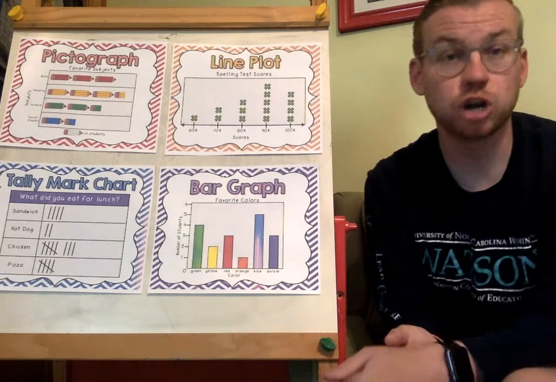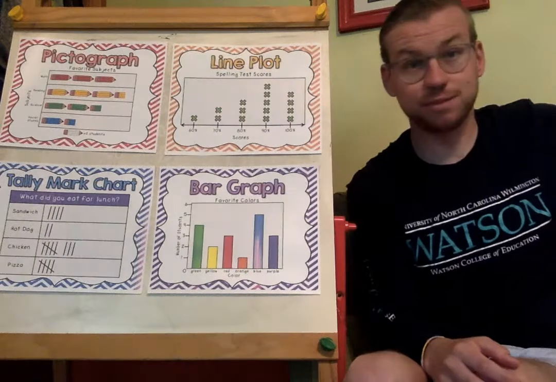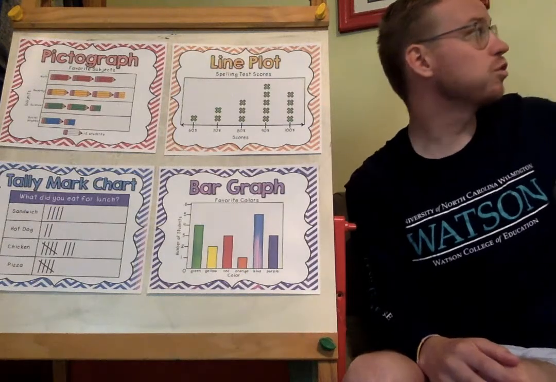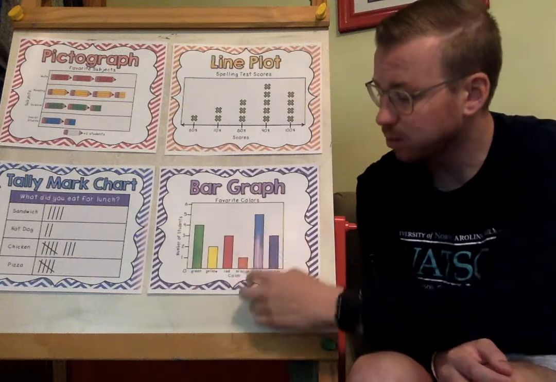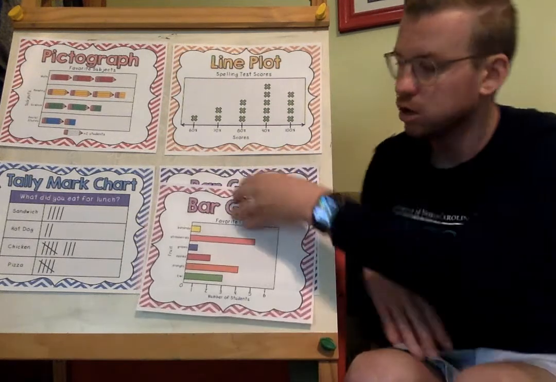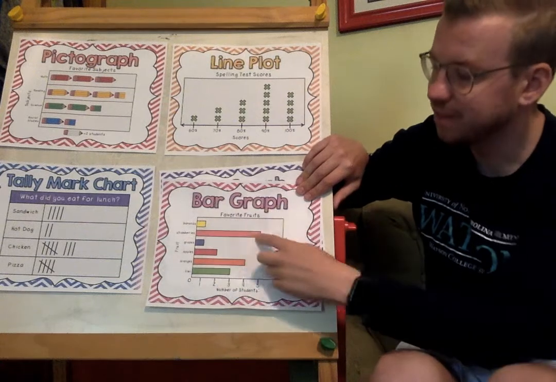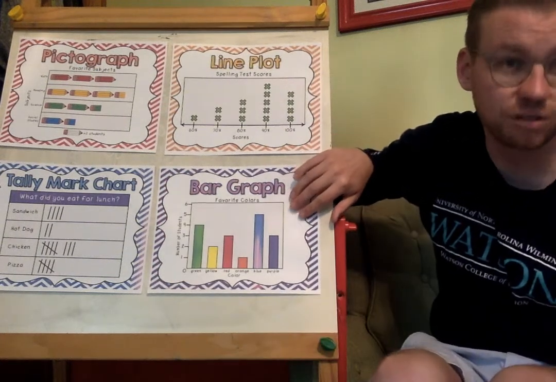Last one that we're going to talk about, and this is a bar graph. And so bar graphs can look two ways. So I have two examples for you. Bar graphs can look like this, where the bars go up and down. Or bar graphs can also look like this, where the bars go from side to side. So for this lesson, I wanted to focus on a bar graph that looks like this.